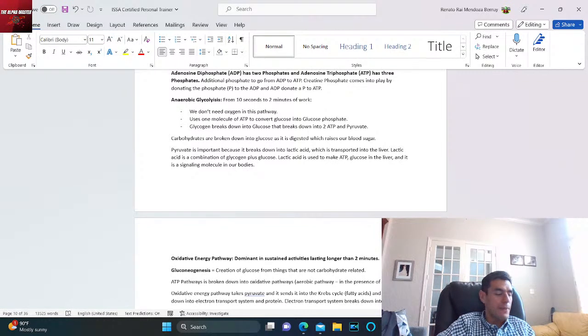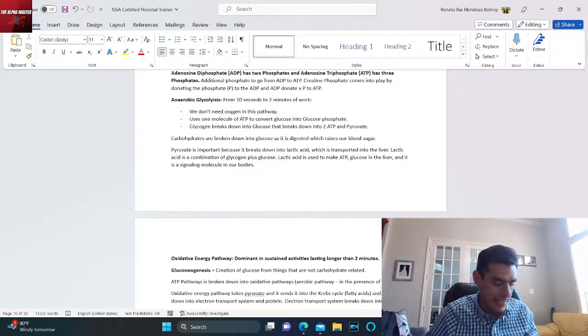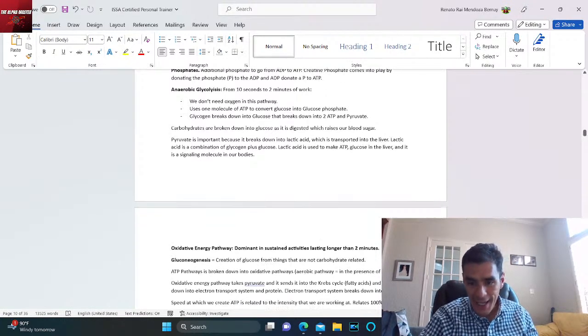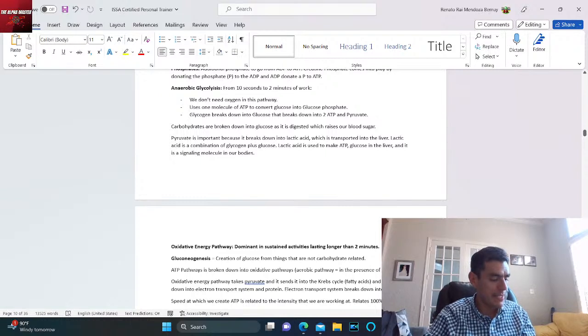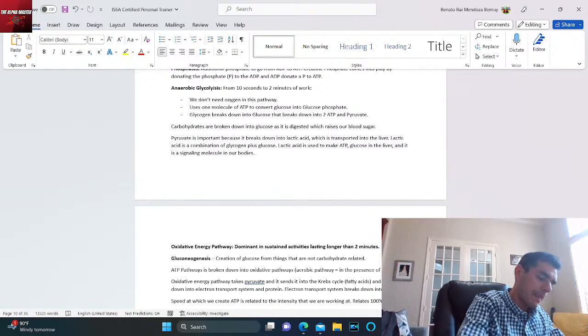The oxidative energy pathway takes pyruvate and sends it into the Krebs cycle, which is going to be composed of fatty acids, and are broken down into the electron transport system, and protein. The electron transport system breaks down into 38 molecules of adenosine triphosphate. That's crazy, man.